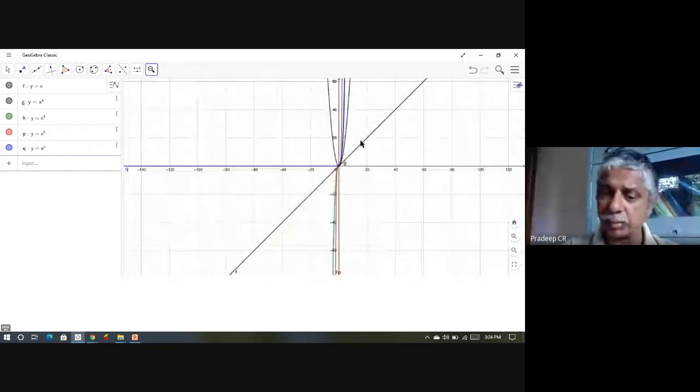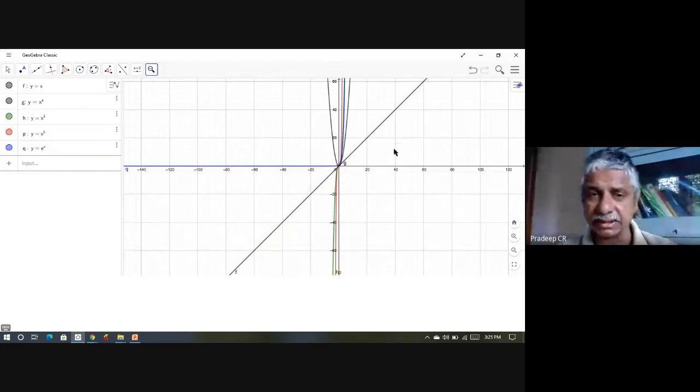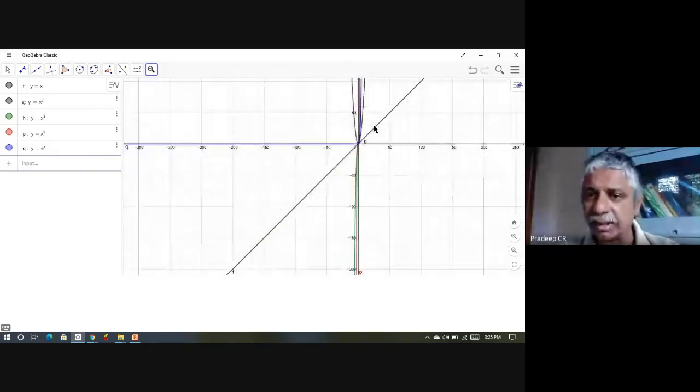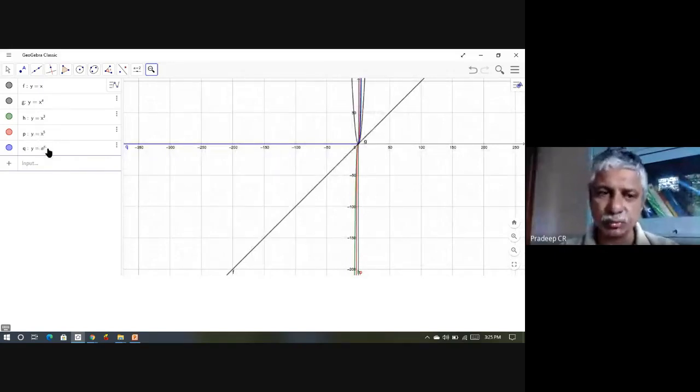Of course, polynomials will also keep increasing. I know I'm not able to tell you this very precisely, and it's not part of this lecture, but I'm tempted to introduce these kinds of things to you. For example, you take x equal to 1000. 1000 power 5 is smaller than e to the power of 1000. That's what I want to tell.